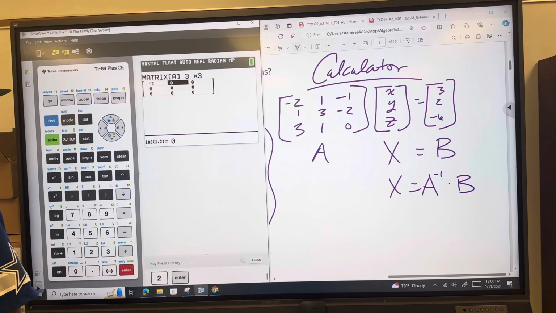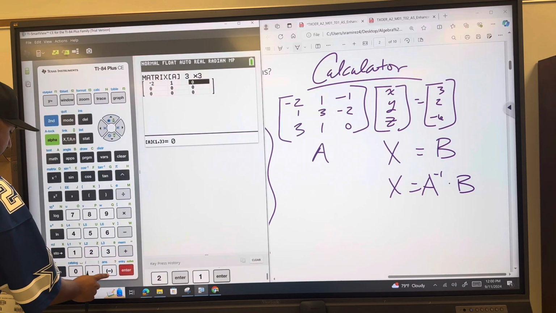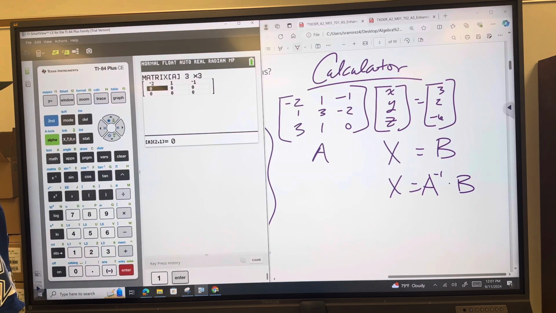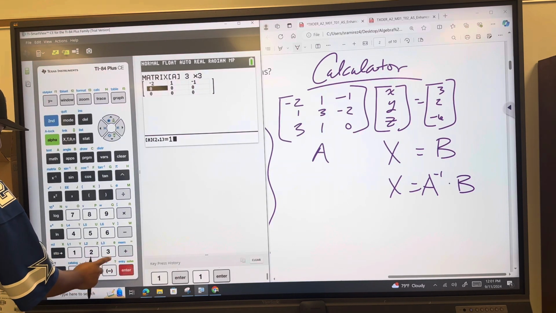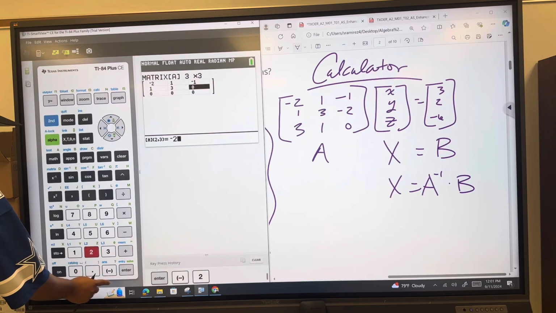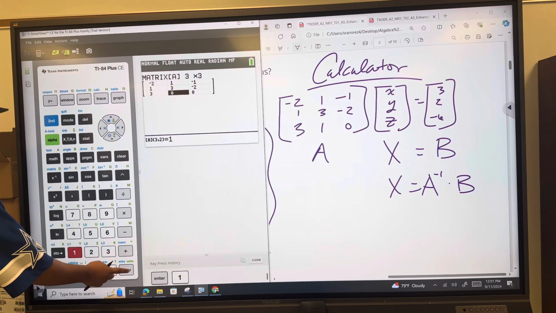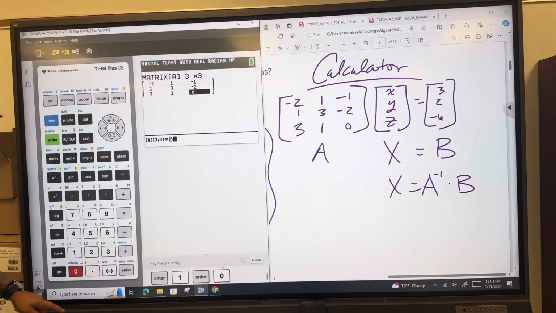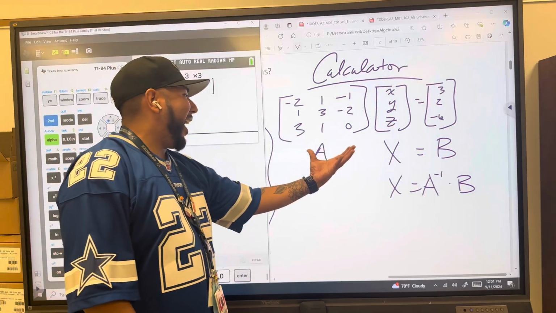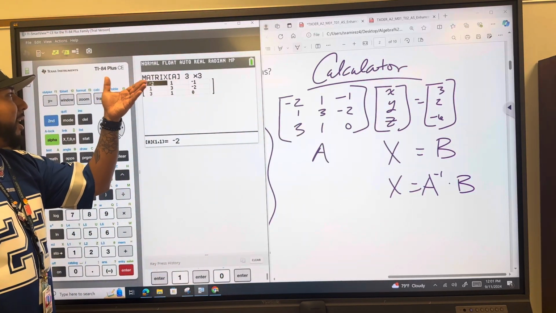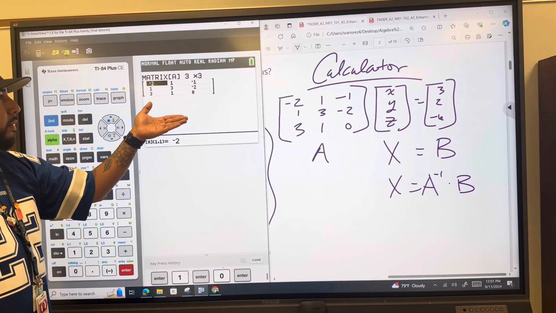Input this. Negative 2, 1, negative 1, 3, negative 2. Again, if you need to pause, pause. 3, 1, 0. Making sure my A looks exactly like my A in my calculator.